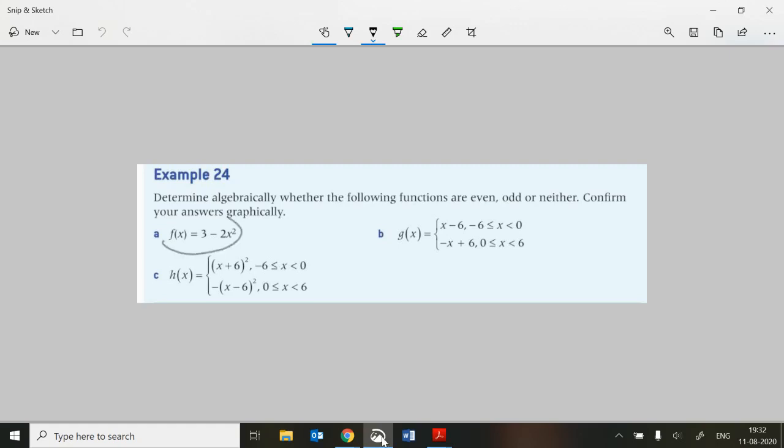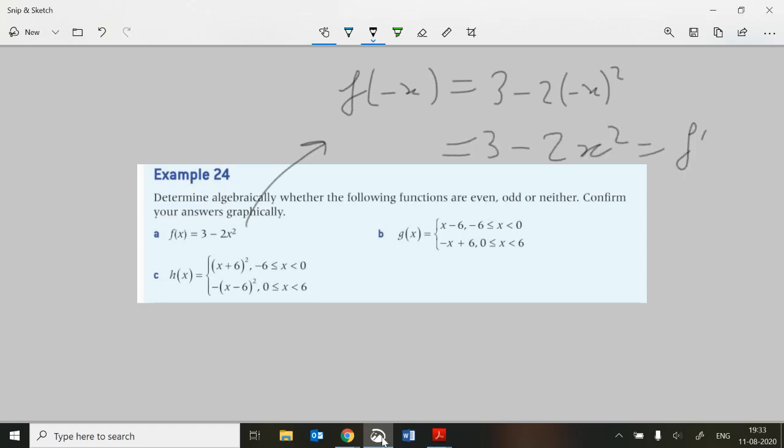So first of all, it's kind of interesting that they didn't do that. If we say f of minus x, we're hoping to get out, for an even function, the same as f of x. So let's actually put minus x into this function. Let's say 3 minus 2 lots of minus x squared. We can see that when we square a minus number, that's the same as doing 3 minus 2x squared. And you can see that's the same as f of x, so this is an even function.